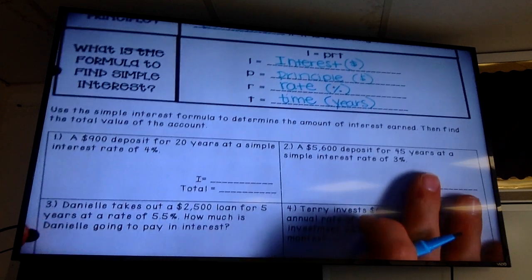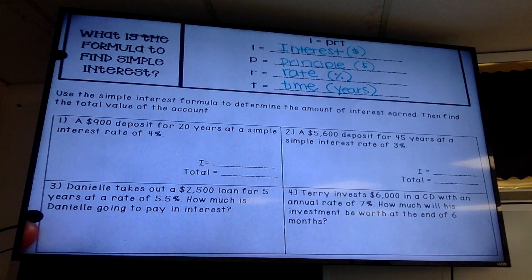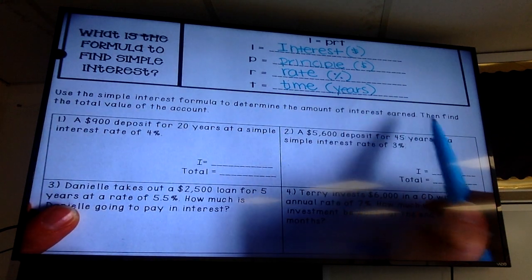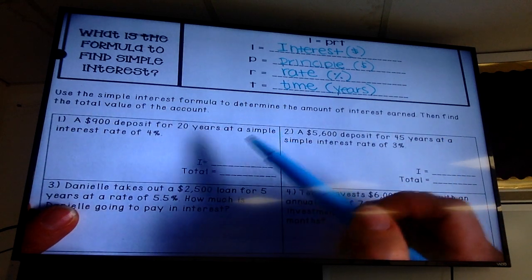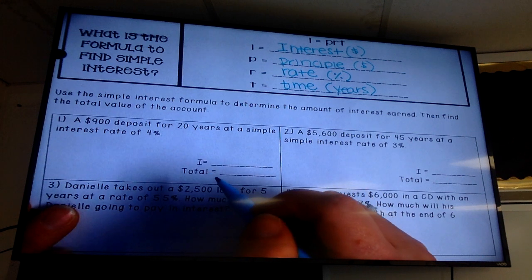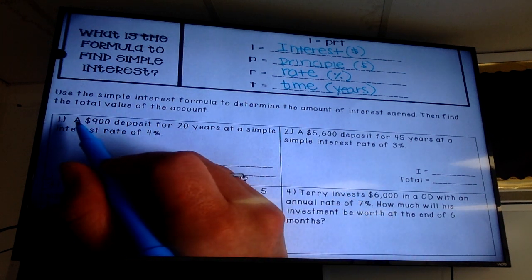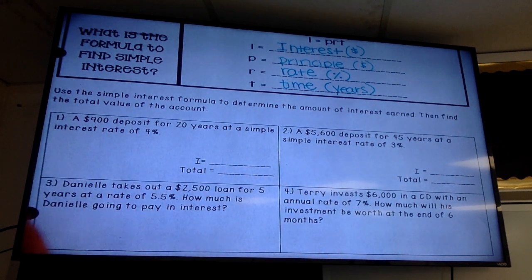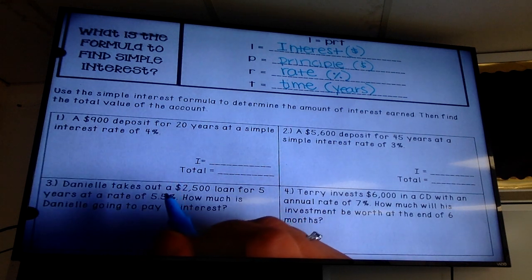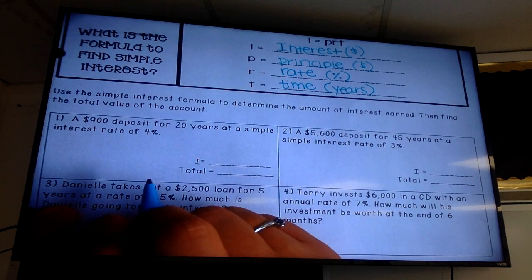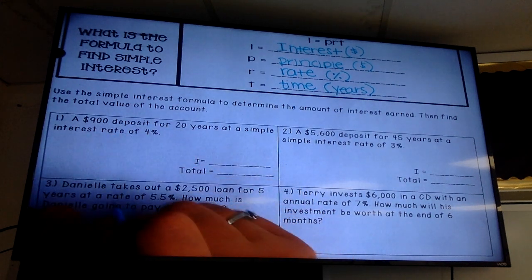So we're going to do a couple examples so we learn how to find interest. Use the simple interest formula to determine the amount of interest earned. Then find the total value of the account. So there's two things we're going to do here. We're not only going to find the interest, we're going to find the new total of the account. So a $900 deposit for 20 years at a simple interest rate of 4%. So you have $900 that you want to put in the bank for 20 years. That's a really long time. And let it collect interest, and your interest rate is 4%.